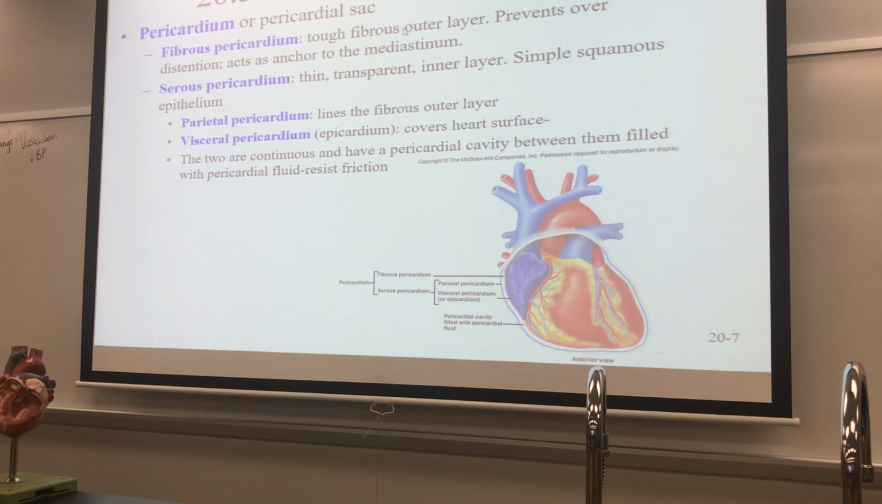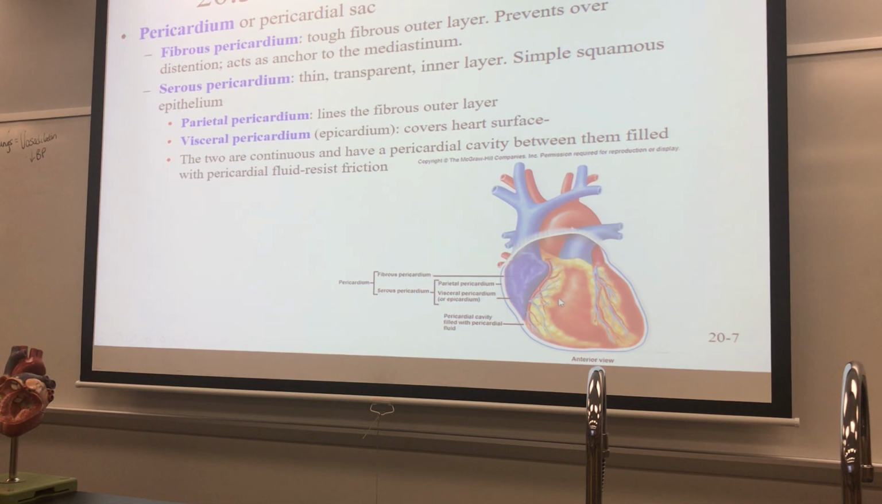Now, the pericardium contains the fibrous and the serous layers. The fibrous pericardium is just the external tough matter right there. The serous pericardium is internal. It contains the parietal and the visceral pericardium. The only reason I'm mentioning it is that the visceral pericardium is actually found embedded on the heart itself.